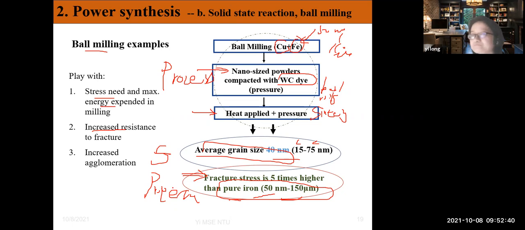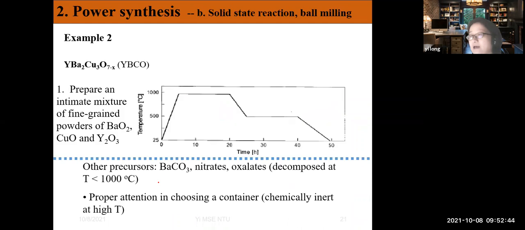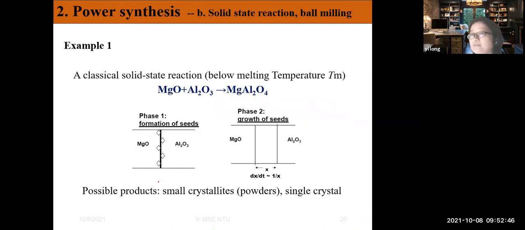Okay, so let's continue. Process, structures, and properties. Now I'm going to give you examples. It's not difficult, right? Just like you always remember baking a cake, then you will know what I'm talking about.